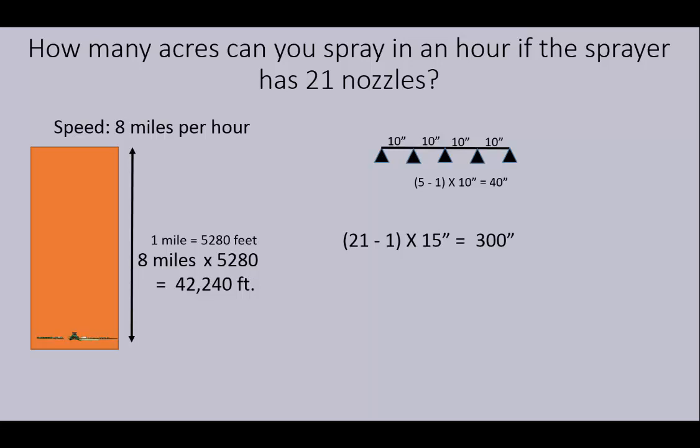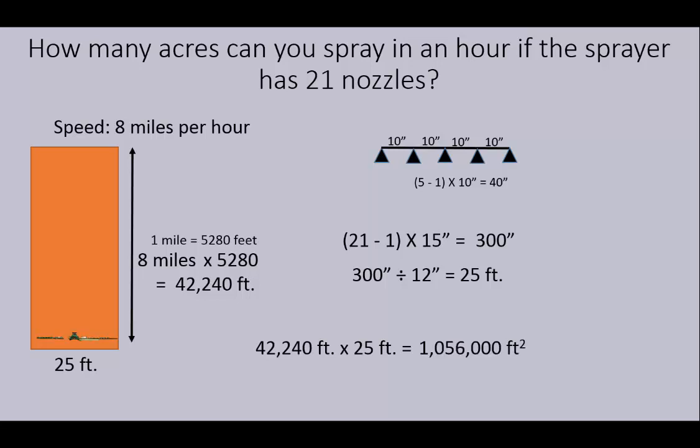So we know how wide our boom is in inches. Let's convert that to feet. 300 inches divided by 12 inches per foot equals 25 feet. So our field dimensions are 25 feet by 42,240 feet. If we multiply those together, our total area is 1,056,000 square feet. One thing to remember in agriculture is that 1 acre equals 43,560 square feet. So to get our total area into acres, we need to divide 1,056,000 square feet by 43,560 square feet to get a total of 24.2 acres.